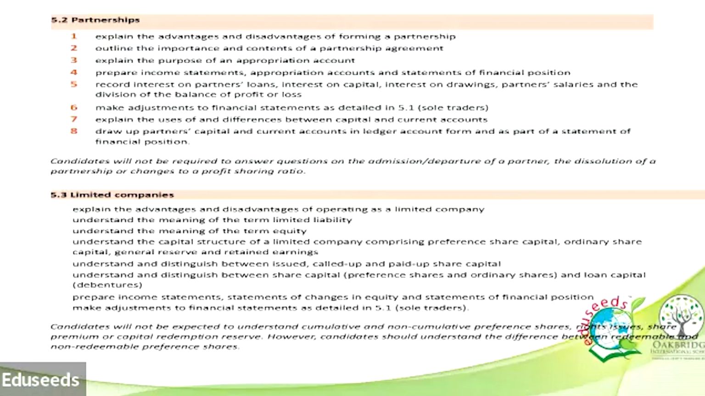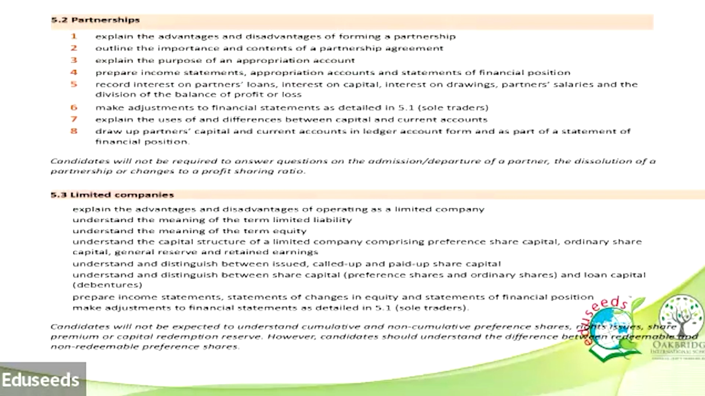Okay, there's a note here. You can see at the bottom there. Candidates will not be required to answer questions on the admission or departure of a partner. So for your level, you only have to know what are the pros and cons, how to prepare the appropriation account, how to prepare the capital account, how to prepare the current account. That's it. If a new partner is coming in, what type of entry you have to do? What is the procedure? So you don't have to know. If an existing partner is leaving, what is the procedure? You don't need to know. Right? That's what they say there. Or the dissolution of a partnership or changes to a profit sharing ratio. So you don't worry about all this. Anyway, there won't be any questions on this also in your IG exam.